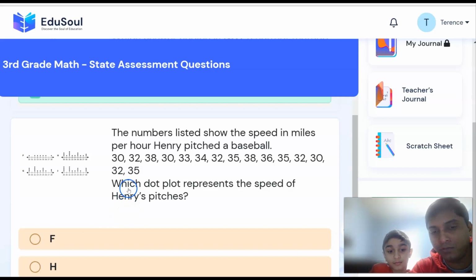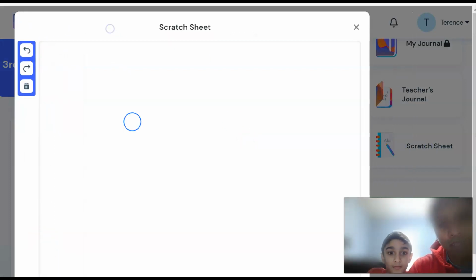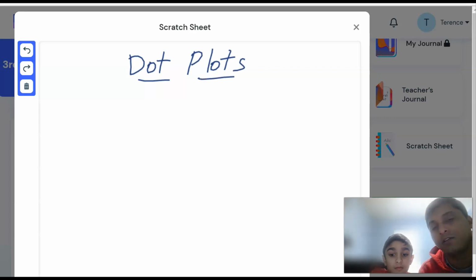Now, which dot plot represents the speed of Henry's pitches? Okay, which dot plots? Now let's learn a little bit about the dot plots. This is very easy, but let's create a dot plot and understand how you present that. Dot plots, you just put dots. You plot the dots. That's all we need to do.